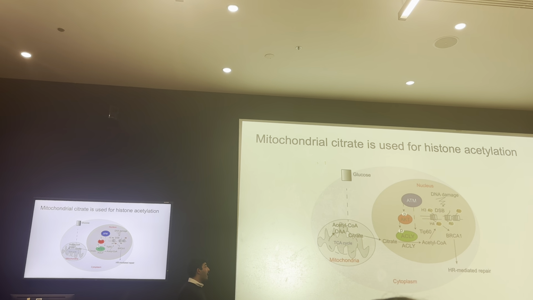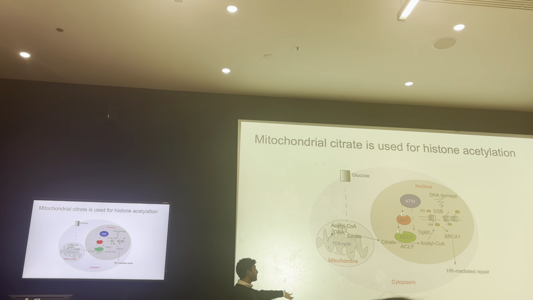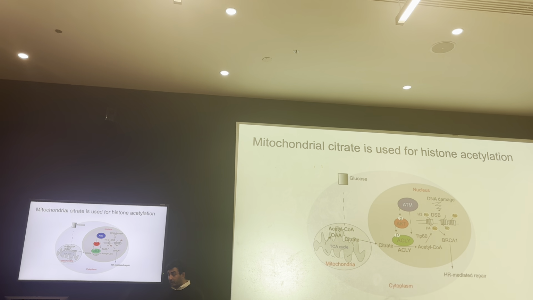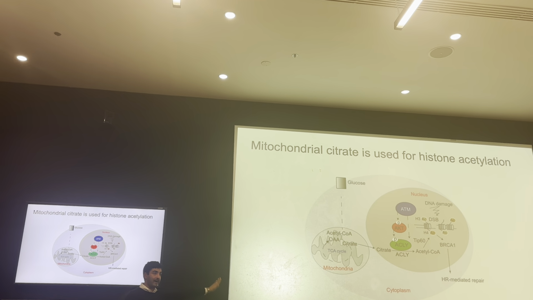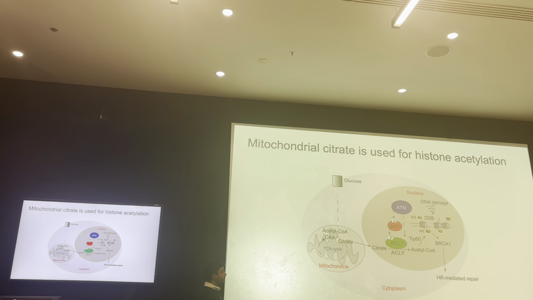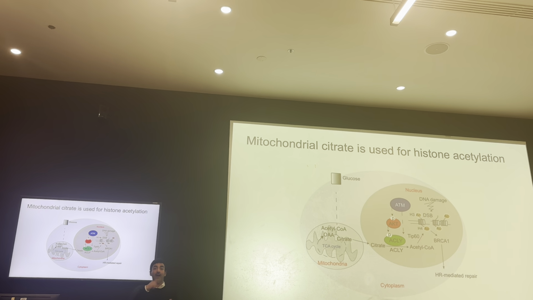right? So anything that upregulates citrate within the mitochondria can be shuttled out and then shuttled back into the nucleus, so out of the mitochondria, into the nucleus, and used for your histone acetylation. Again, unraveling the histones.